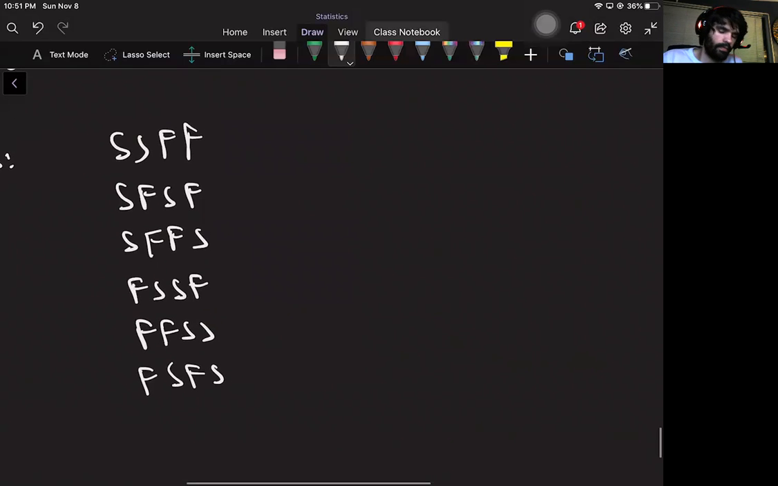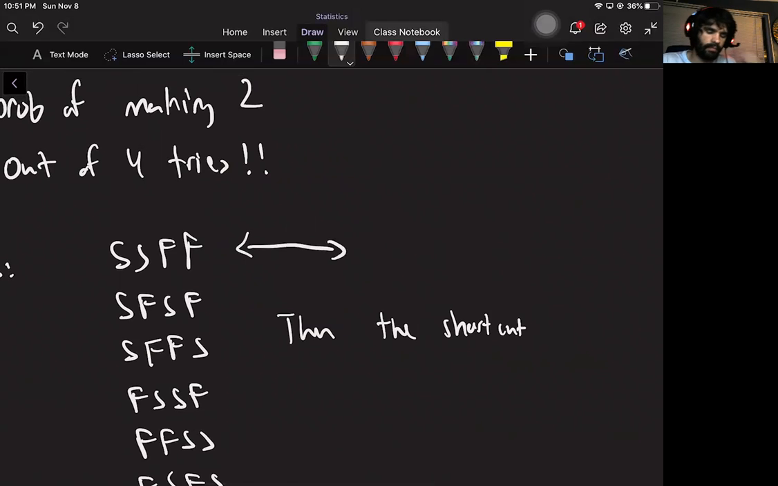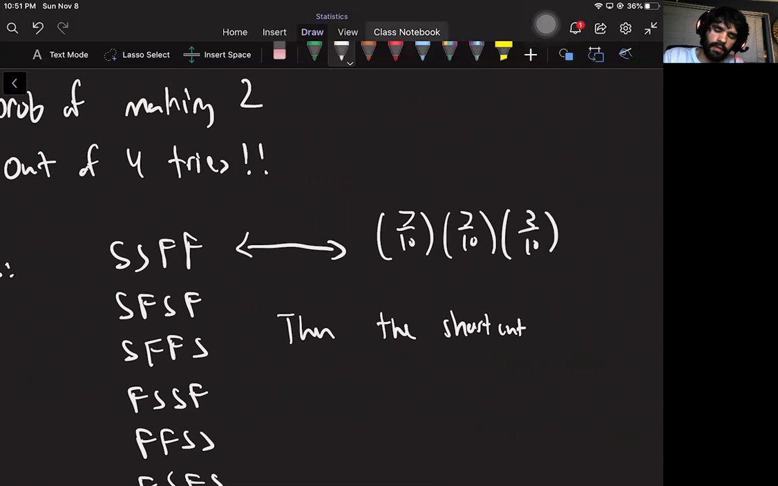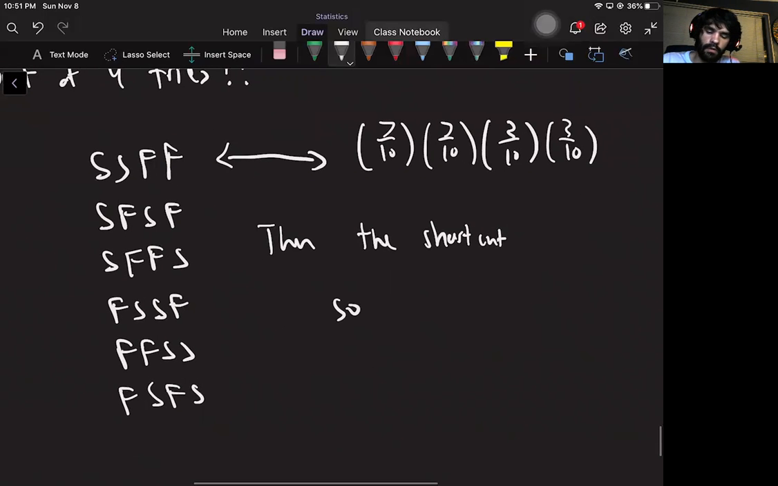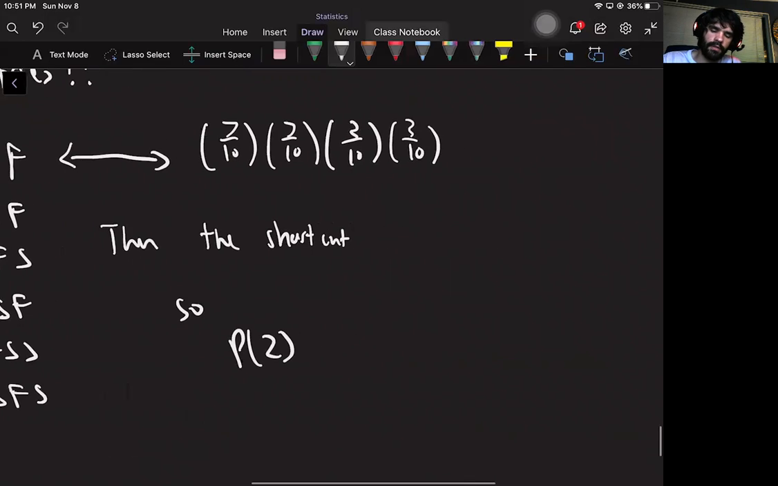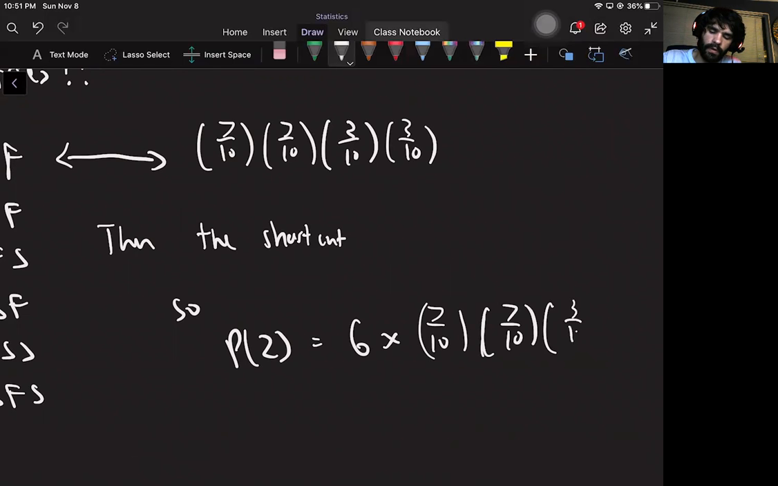So what this means is the shortcut is to realize that the probability of this first guy happening, of making the first 2 and then missing the next 2, is just the probability of making it times the probability of making it times the probability of missing times the probability of missing. But then all 6 of these are the same. So the probability of 2 successes is just 6 times that number. Because there's 6 different ways I could succeed twice and fail twice out of 4 tries.